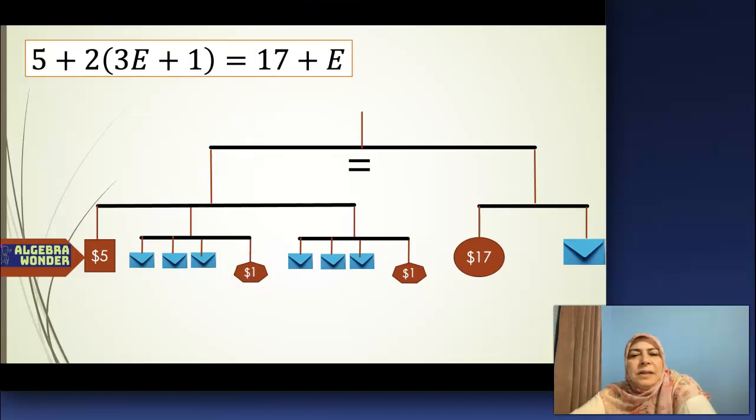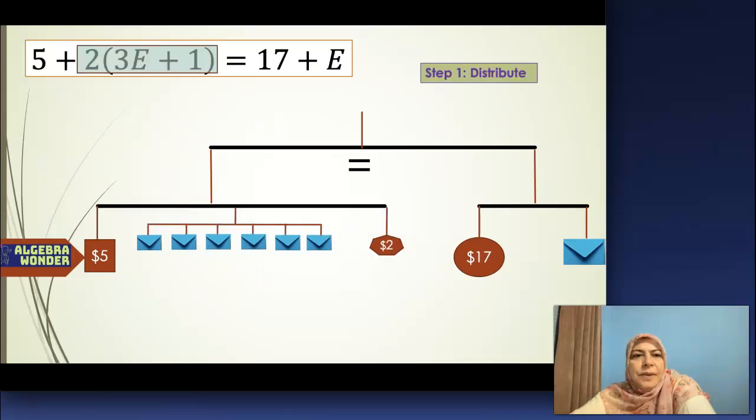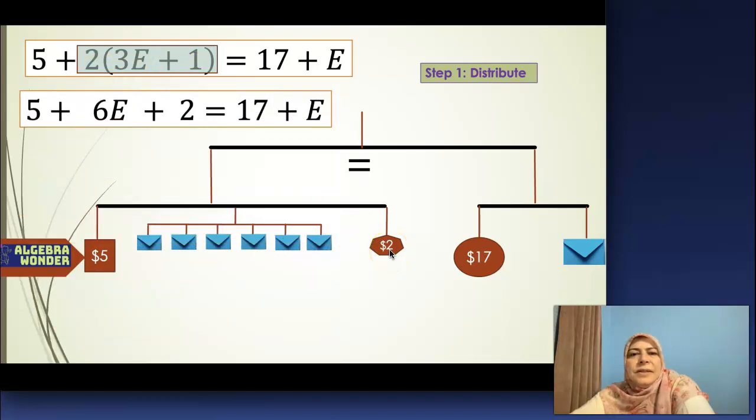This step we call in mathematics distribution. Distribution is when you say, I have two sets, and each set has 3 envelopes and $1. If you multiply the 2 by the 3 envelopes, we have two sets of 3 envelopes, so now we have 6 envelopes, and then two sets of $1. So we call this distribution. This is step number 1. So 2 times 3 envelopes is 6 envelopes, and 2 times $1 is $2.